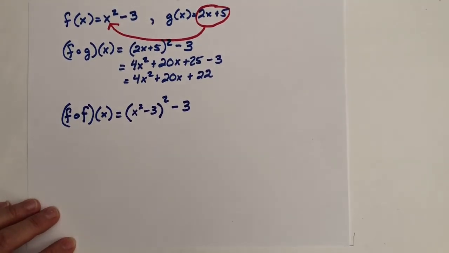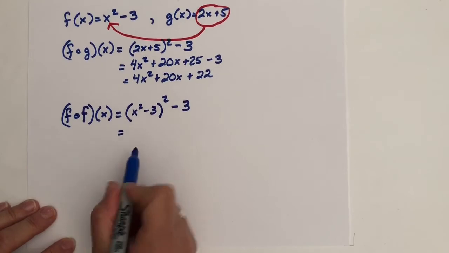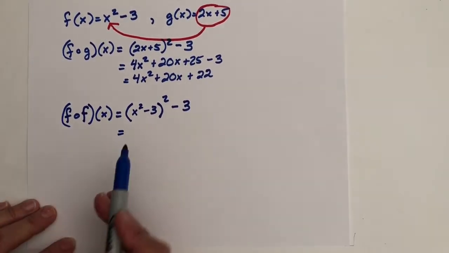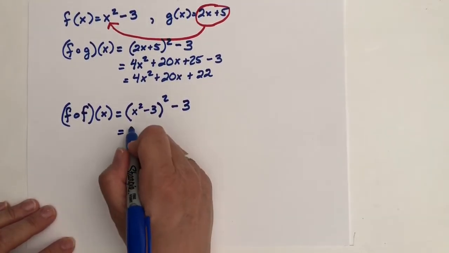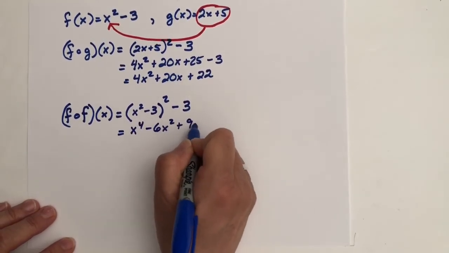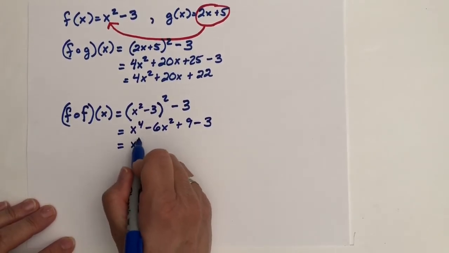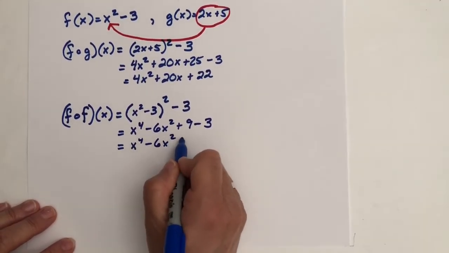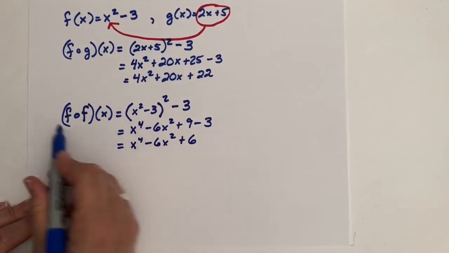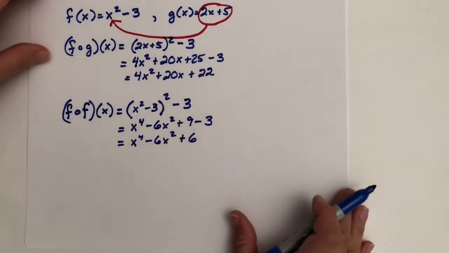It can be a little bit entertaining to compose a function with itself, but there isn't anything particularly different about this one. We square the binomial, so we have x to the 4th minus 6x squared plus 9, and we still have minus 3. And we have x to the 4th minus 6x squared plus 6. And we have just found f composed with f of x. Let's do another one.